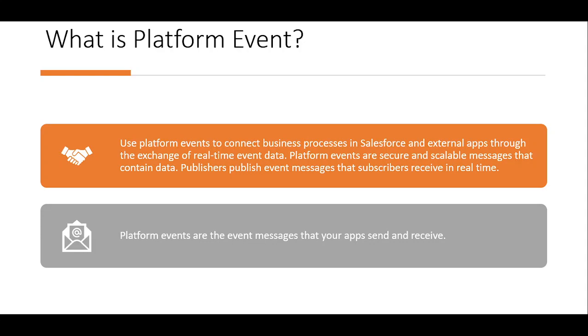Now let's try to understand what platform event is. So basically, they are the event messages that your apps send and receive. We use platform events to connect business processes in Salesforce and an external app through the exchange of real-time event data. Platform events are secure and scalable messages that contain data. Publishers publish event messages that subscribers receive in real time.